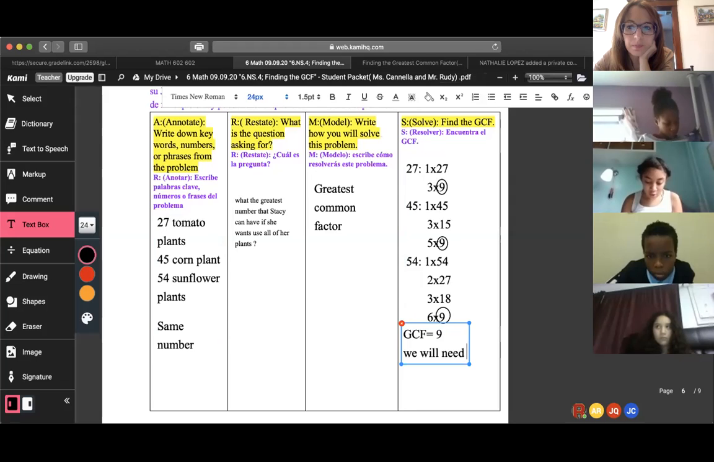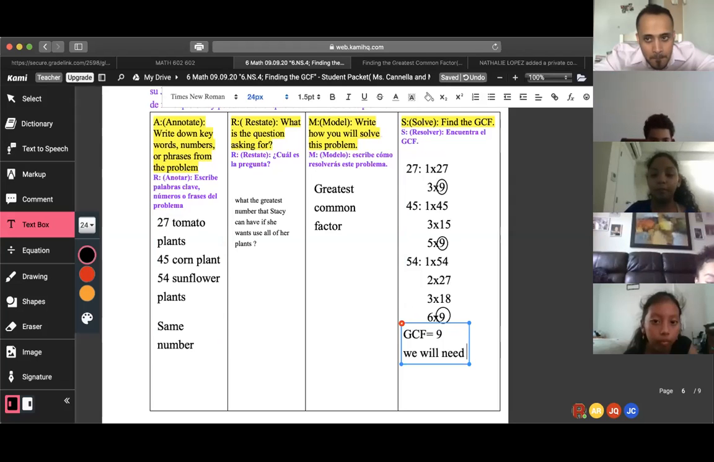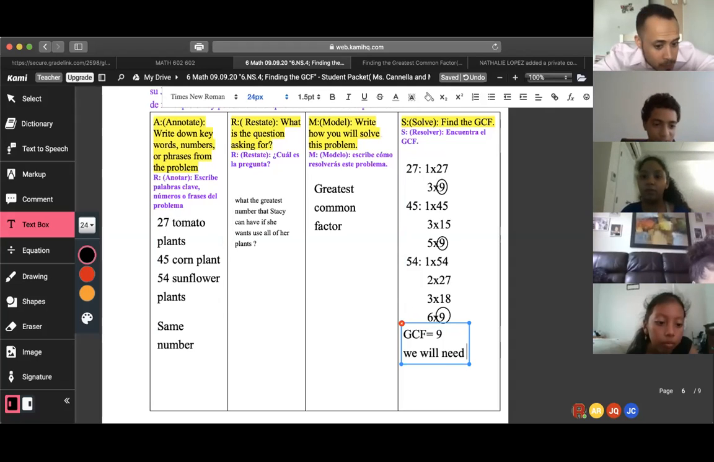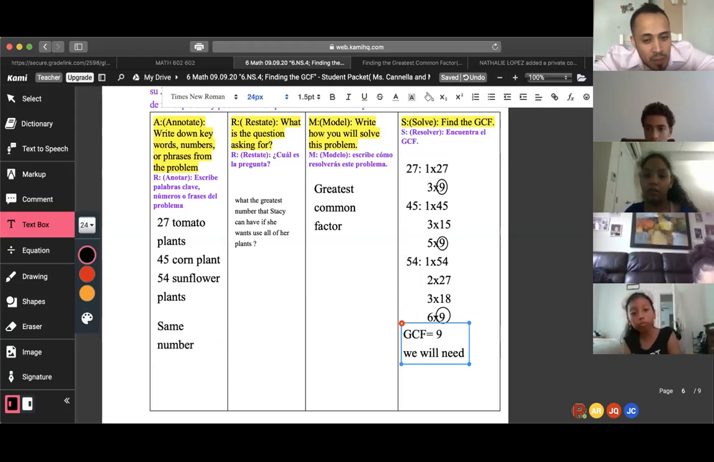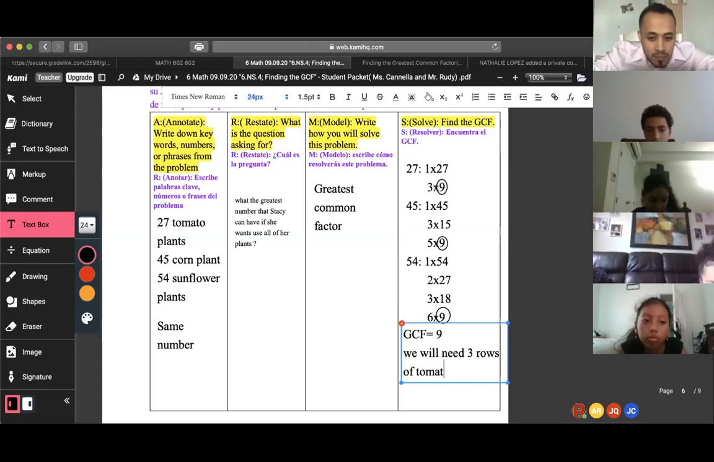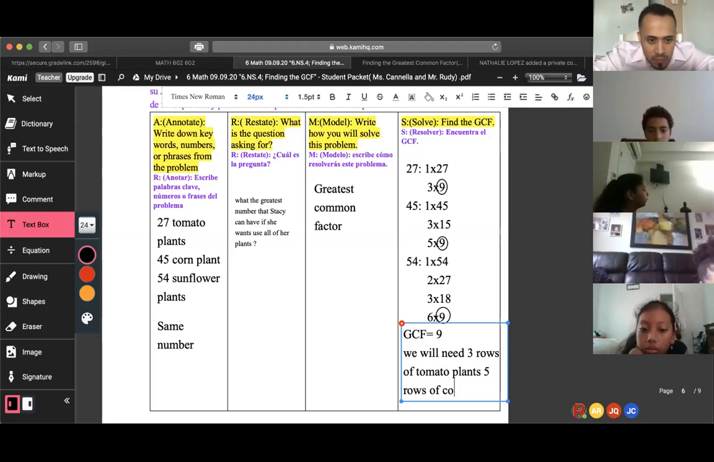Rajiv said it. Rajiv, help me out. You would need 6 rows of corn plants. Wait. Okay. Start from the top. Start from the tomatoes. How many? You said it. 3 rows of tomato plants. Good. 3 rows. Thank you. How much corn? 5 rows of corn plants. Mm-hmm. We're going to put 3 rows of tomato plants, comma, 5 rows of corn plants, comma, and 6 rows of sunflower plants.